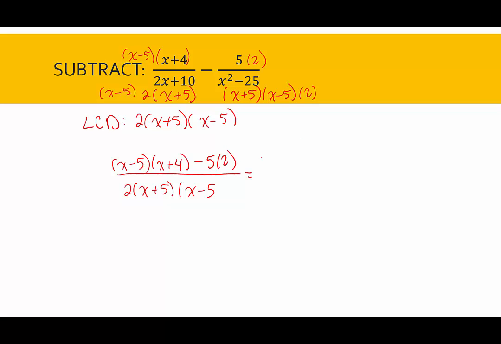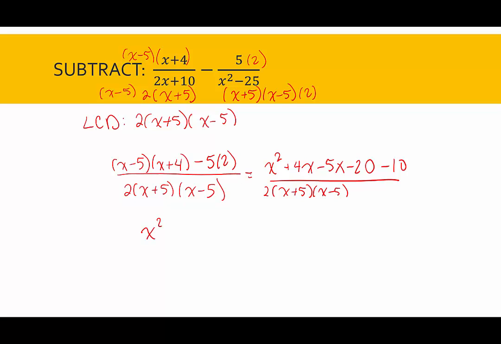Now I'm ready to clean up the numerator. We're going to get x squared, simplifying in my head, plus 4x minus 5x minus 20 minus 10 over 2 times x plus 5 times x minus 5. Okay, let's clean this up. So we have x squared minus x minus 30 divided by 2 times x plus 5 times x minus 5.